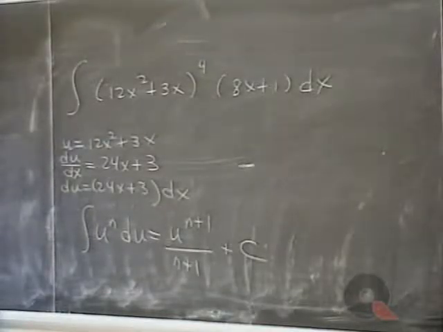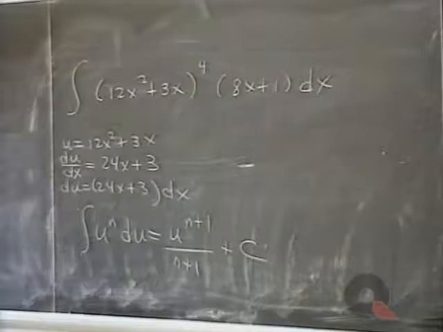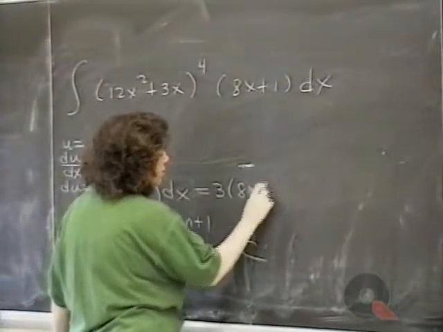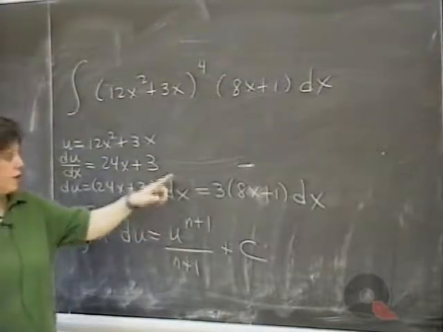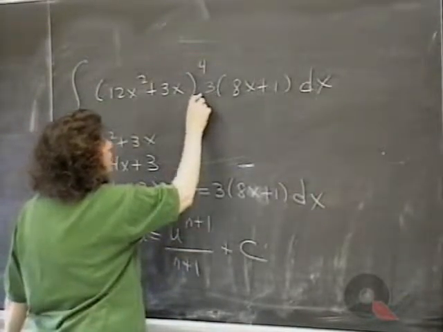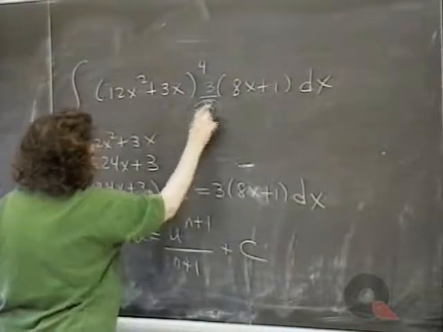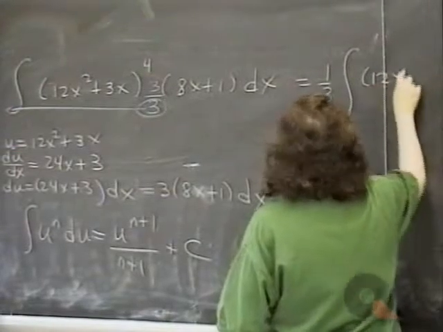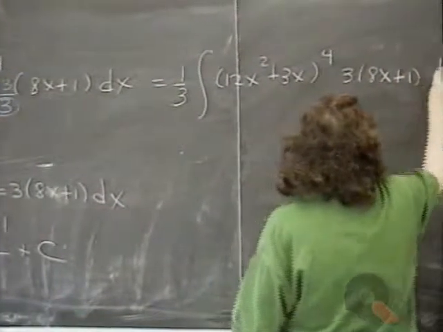Okay, now at first glance you may say, hey, wait a minute. I'm off by more than a constant. This doesn't look like this. We have 8x plus 1. But if you think about it for a few moments, 24x plus 3 is really 3 times 8x plus 1. So even though it might not have looked that way at first glance, du, 24x plus 3 dx, is really 3 times 8x plus 1 dx. And we are only off by a multiplicative constant, namely 3. So we're going to multiply and divide by 3, multiplying by 1. That's the net result. We're going to keep this 3 here, move this one out in front, and give us 1/3 antiderivative of 12x squared plus 3x to the 4th times 3 times 8x plus 1 dx.